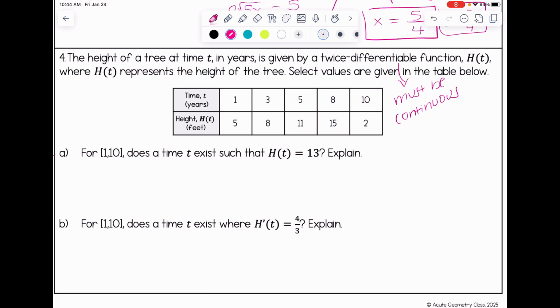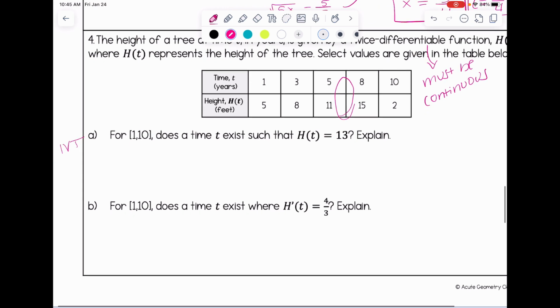So I noticed something different about A, and if I even glance down to part B, A is talking about the original function, which is the height of the tree. B is talking about the derivative, okay, how it's changing. So on A, we're essentially saying, is there a time where the height is 13? I can glance at the table of values here and imagine that somewhere in here, the height was 13, right? Somewhere between 5 years and 8 years. And I know that that's going to work because as we established previously, this function is continuous. So this is really referencing the intermediate value theorem. So here's how I'm going to write this.